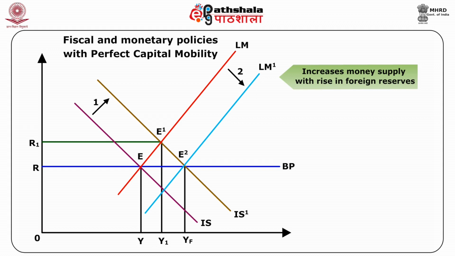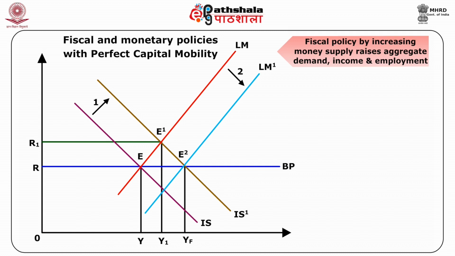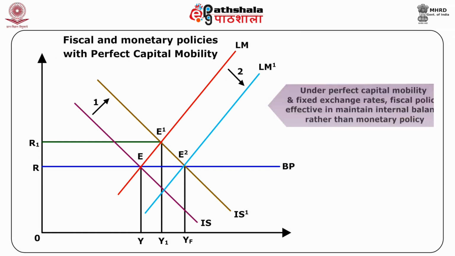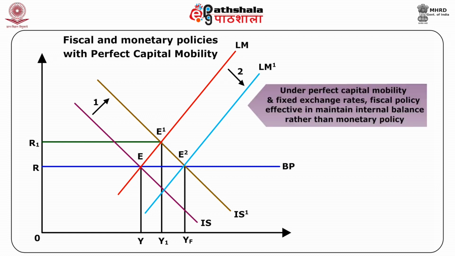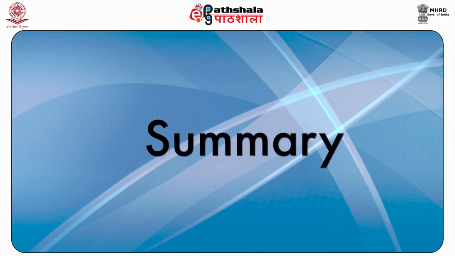This increases the money supply with the rise in foreign reserves, thereby shifting the LM curve to the right to LM1. This LM1 intersects the IS1 at point E2 where, at the fixed exchange rate, the full employment income level OYF is reached. So fiscal policy, by increasing the money supply, raises aggregate demand, income and employment. Thus under perfect capital mobility and fixed exchange rates, fiscal policy is effective in maintaining internal balance rather than monetary policy. Now let us summarize what we have learned in this module.